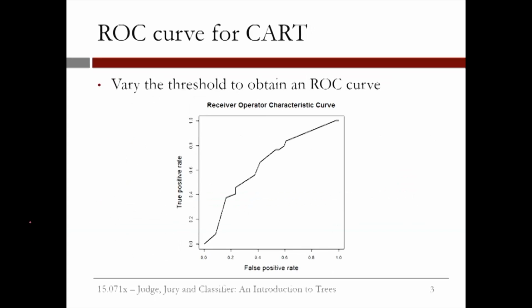Then, by varying the threshold value, we can compute an ROC curve and compute an AUC value to evaluate our model. In the next video, we'll build a CART tree in R to predict the decisions of Justice Stevens and evaluate our model using an ROC curve.